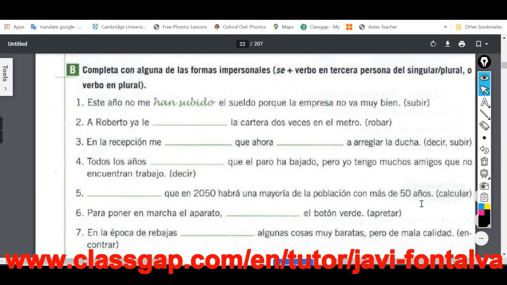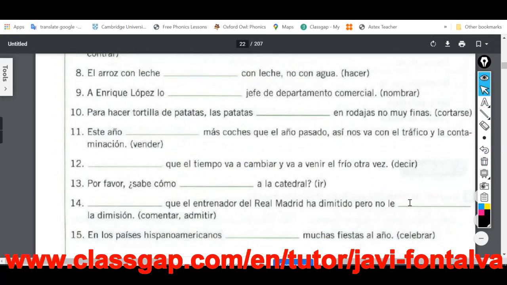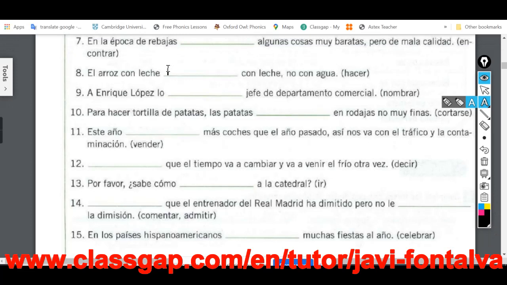Okay, good job. It'll take time, okay? But we use this a lot in Spanish, actually. Yeah, sure.